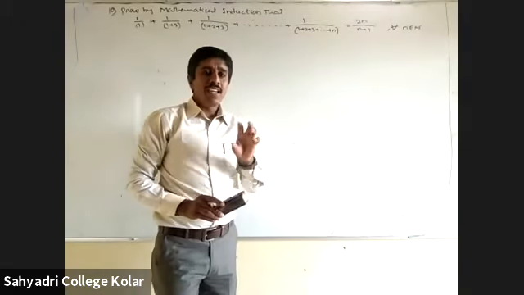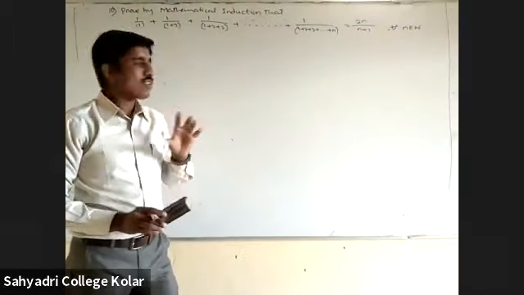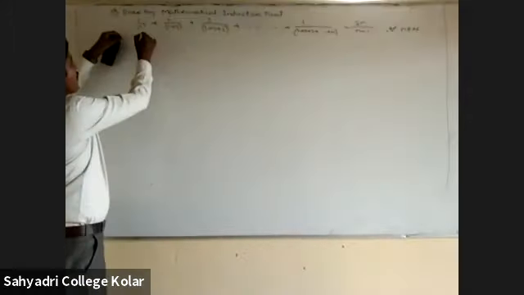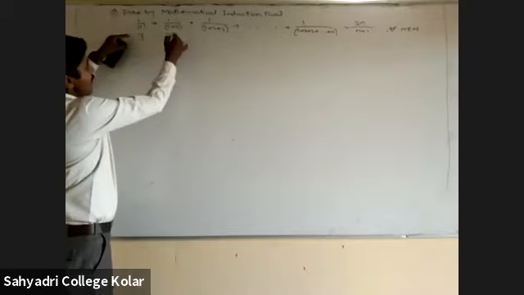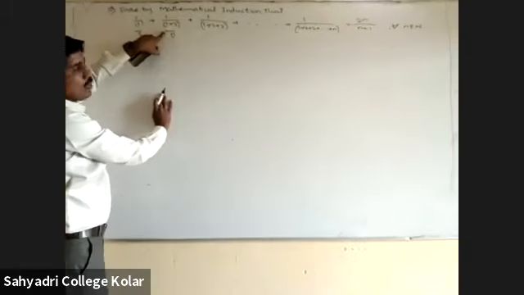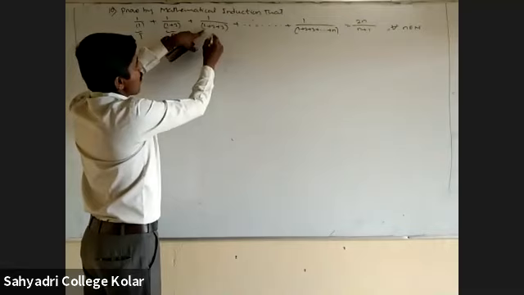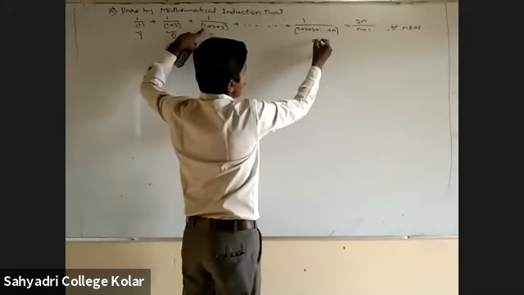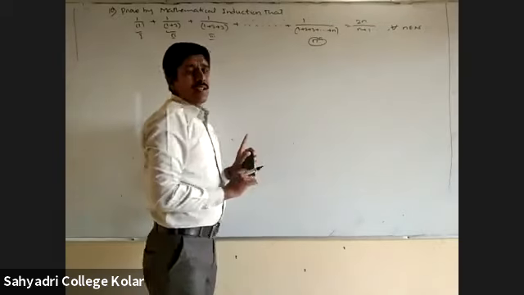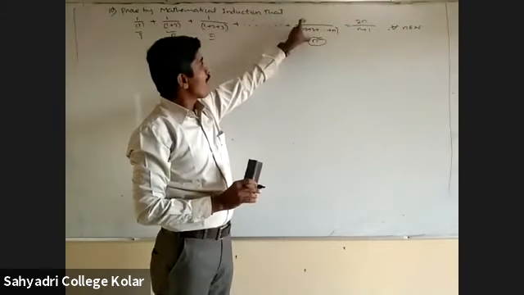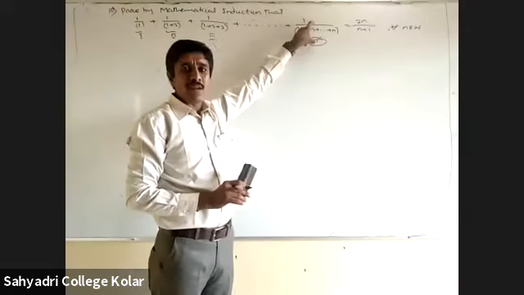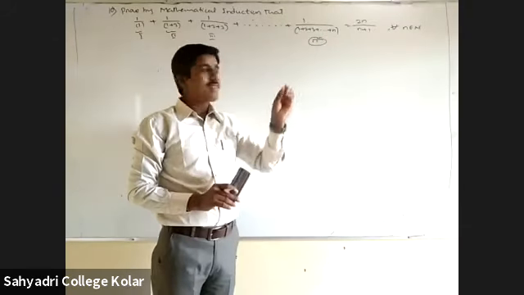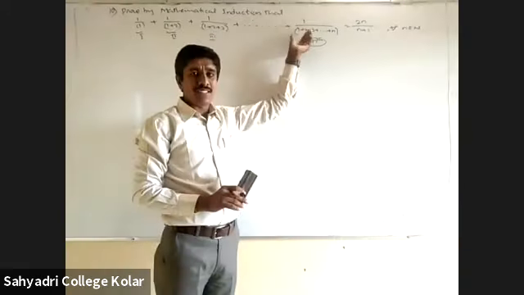Here, which is the first term of the series? This is the first term. This is the second term, 1 by 1 plus 2. This is the third term, 1 by 1 plus 2 plus 3. Here, this is the nth term. Got it? Now first I am simplifying this nth term of the series. I am going to express this nth term in simplest form.